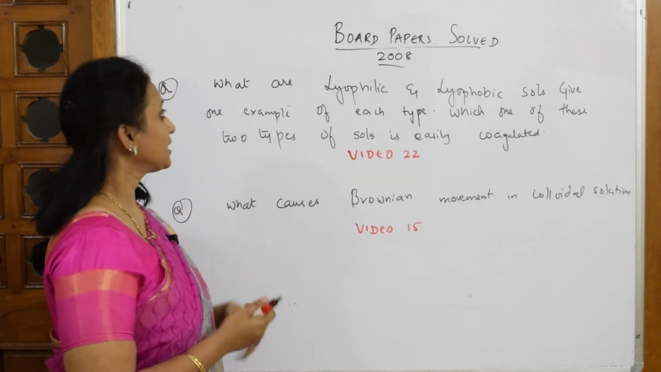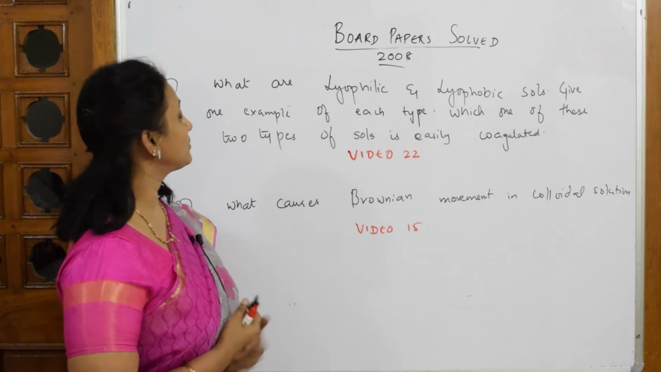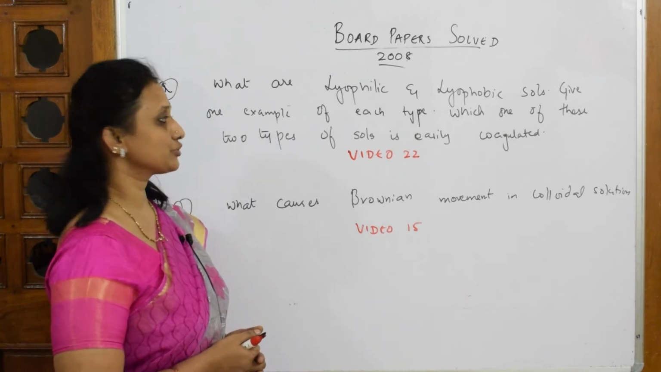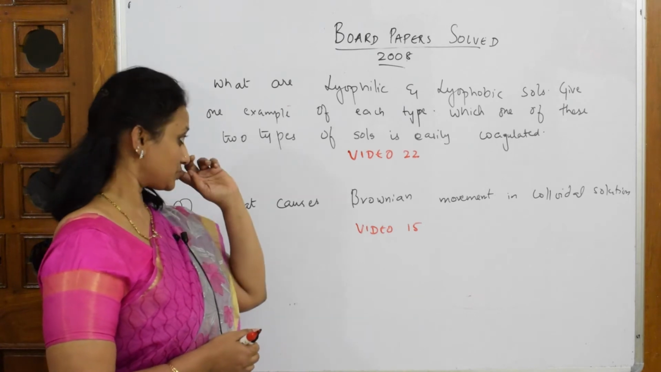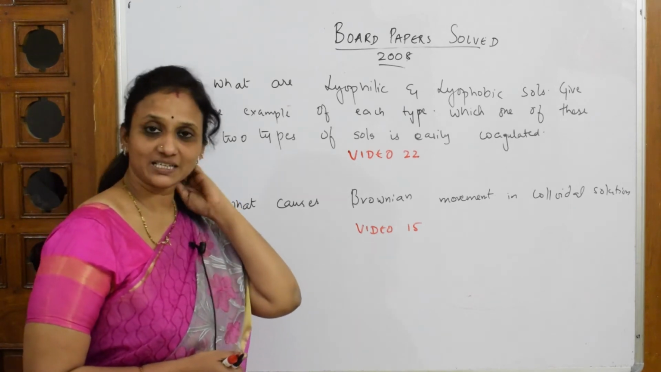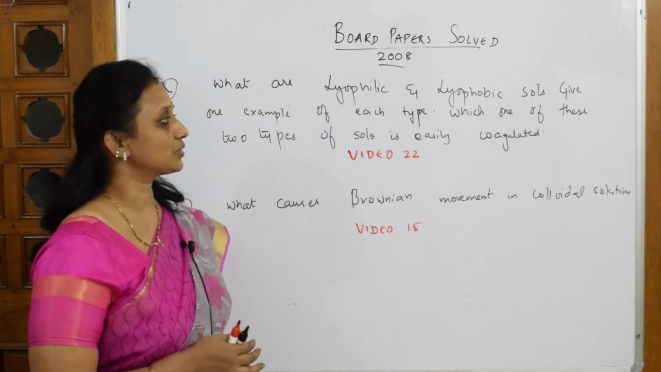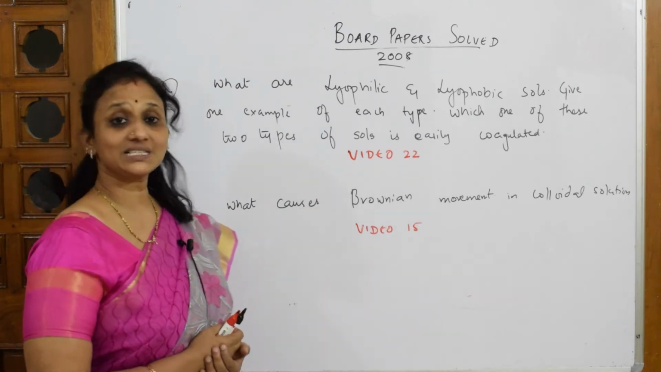Let's come back and see. In the 2008 paper, they've given us what are lyophilic and lyophobic salts. Okay, done. Give an example for each of the types. Okay, which of the following two types of salts are easily coagulated? Yes, so I've done this in video number 22, but in the second question I'll tell you how to write it. Which one of these two types of salts is easily coagulated?